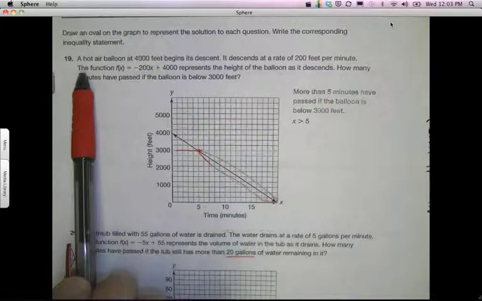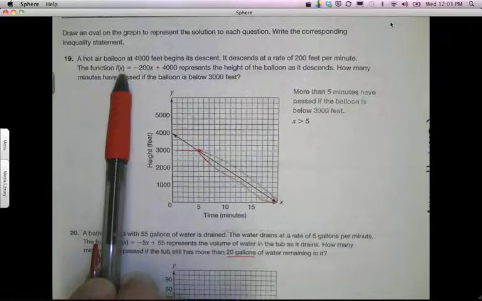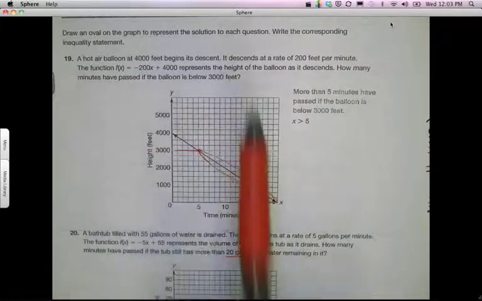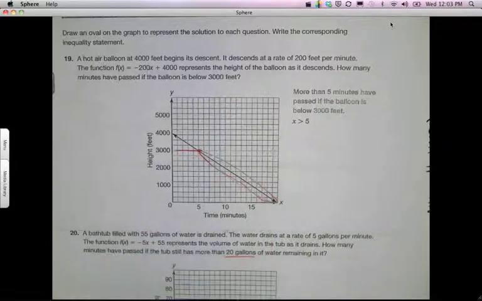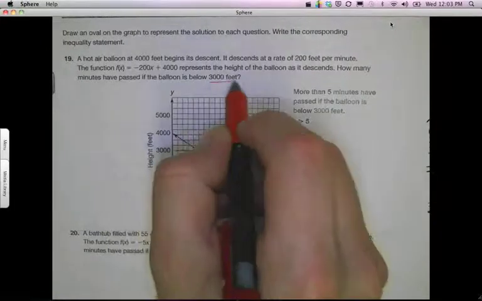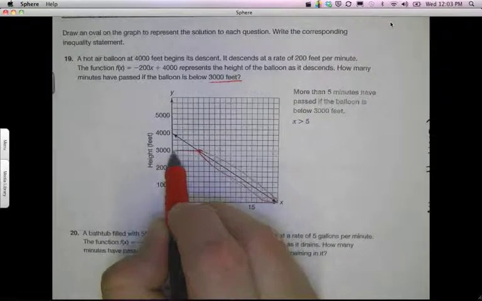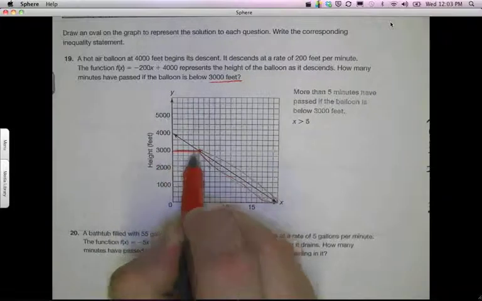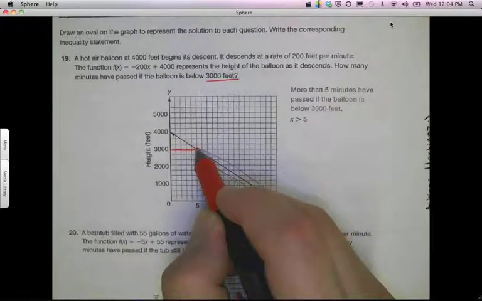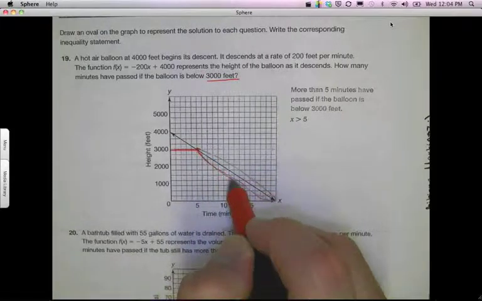And this function, f of x is equal to negative 200x plus 4,000, represents the height of the balloon as it descends. How many minutes have passed if the balloon is below 3,000 feet? If you notice, it's asking you for 3,000 feet, which is this part of your graph, the 3,000 feet mark on the y-axis. And it goes over to this point on your line, and you circle everything below that.